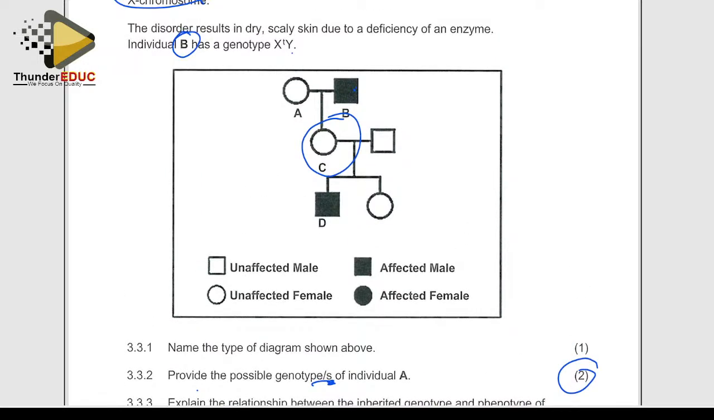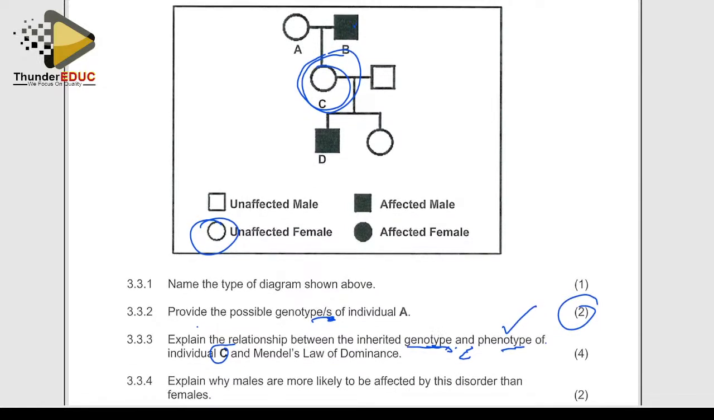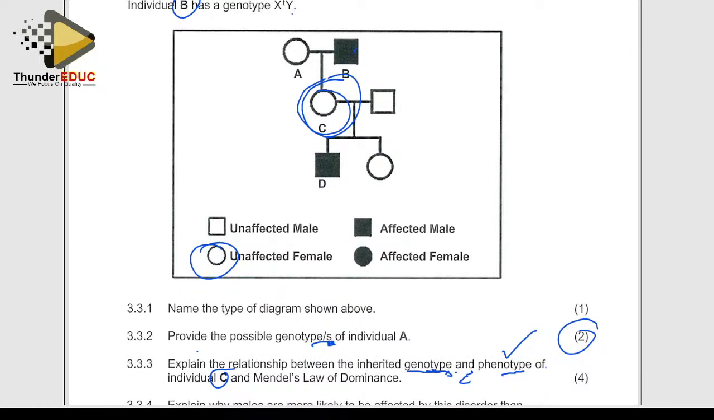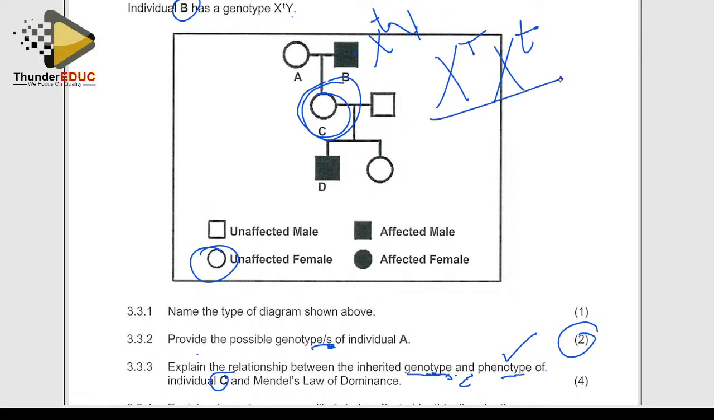Individual C, first of all, is a female who is unaffected. So that is the phenotype. But the genotype of this individual C is capital letter T and then small letter t. Why? Because the father gave that individual a small letter. So now how are you going to explain? Basically this is a genotype.